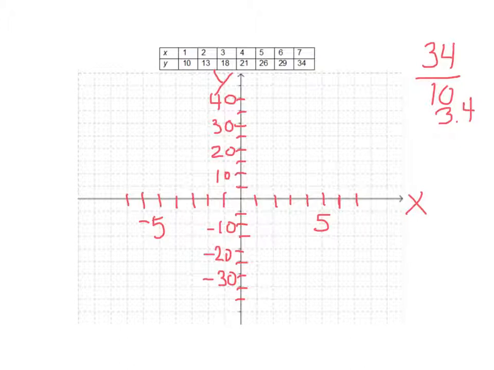All right, so once I've properly scaled my axis, then I can plot my data. So let's do that real quick. So if x is 1, y is 10. If x is 2, y is 13. If x is 3, y is 18. 4 is 21. 5 is 26. 6 is 29. 7 is 34. All right, so it kind of looks like a line. Although it's actually not going to be an exact line because the increments aren't changing by the same amount each time.